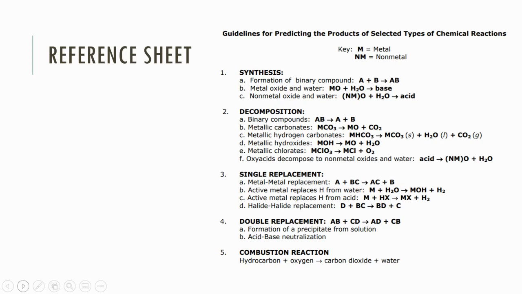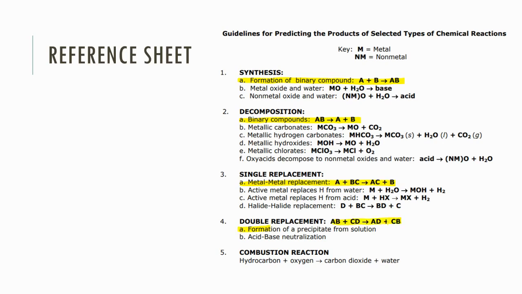On your reference sheet on page 6, you have this document that says Guidelines for Predicting the Products of Selected Types of Chemical Reactions. A couple things I want you to know about this reference sheet. One is you can always use it. It's always here for you. Use it for all of your practice, for your assessments, whatever. Okay, it breaks down the 5 types of chemical reactions. Okay, and we're going to spend most of our time focusing on the first type for each of them.